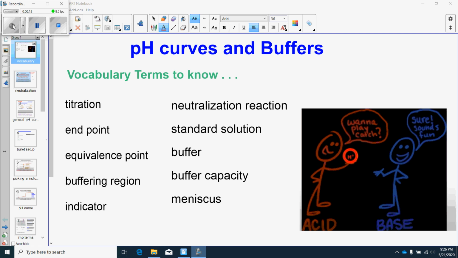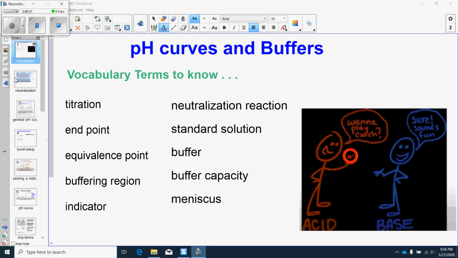This is a list of vocabulary that you should be well versed in by the time we're done this video and the second video. So come on back and check these out when we're done. We'll be touching on each of these terms as we travel through our last week for acids and bases.